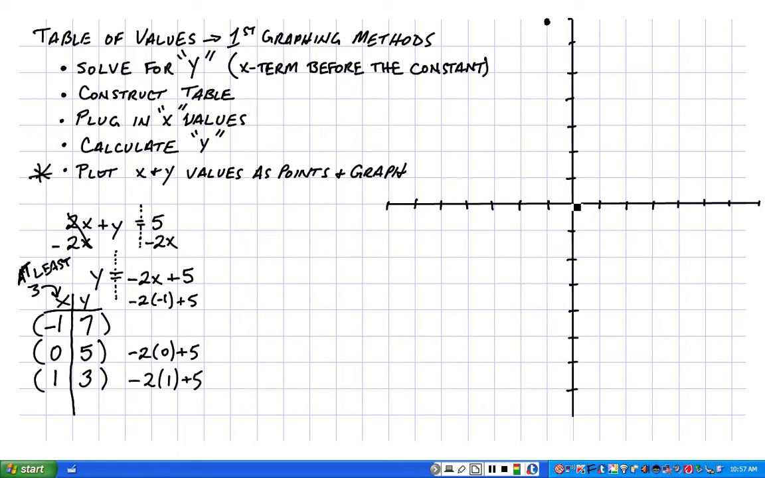So 0, 5, this is known as an intercept. Okay? Because if you notice, 0, 5, 0 means I don't go in any direction for the X. I don't go right, I don't go left, because X is 0, so I stay at the origin. However, Y is 5, so I count up 1, 2, 3, 4, 5, and I make my point. And notice, this point is actually on the Y-axis.